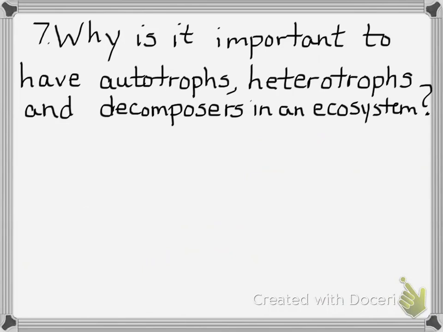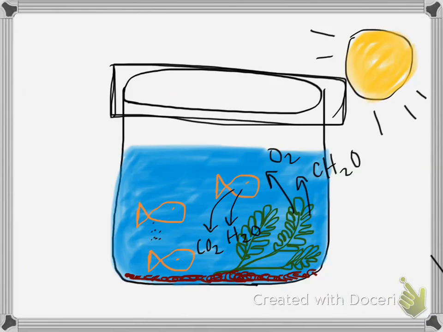Okay, number 7. Why is it important to have autotrophs, heterotrophs, and decomposers in an ecosystem? Okay, well, I drew one. I drew an ecosystem. It's a little aquarium. There's some aquatic plant here. I got 2 goldfish. They're pooping. That one's pooping a lot. He's pooping on the other fish, though. Well, this is a 2-dimensional drawing. Just pretend 3-dimensionally the poop just falls to the bottom.